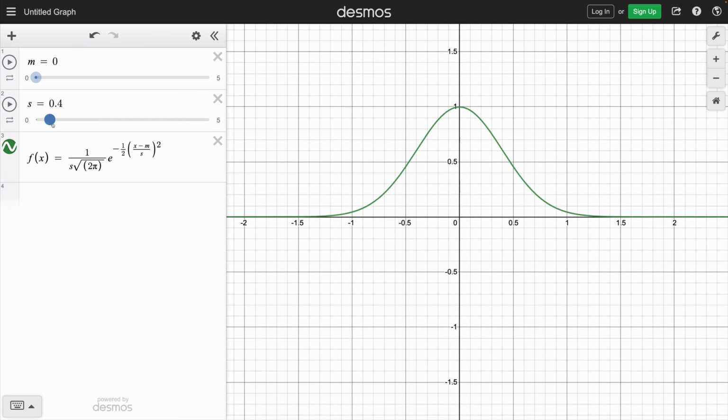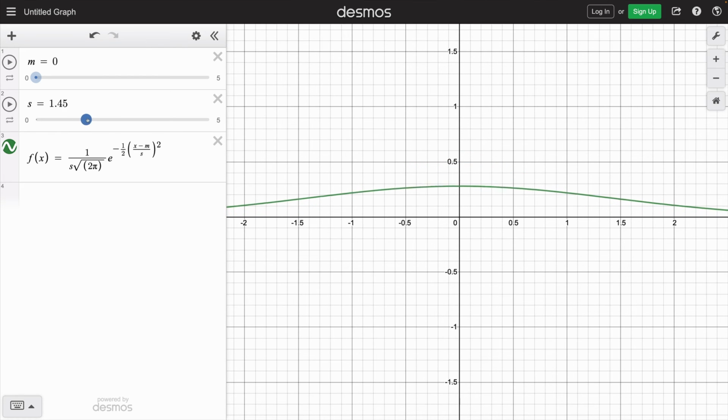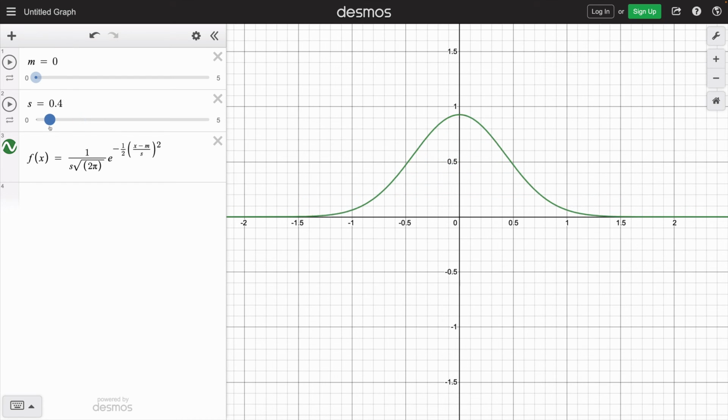Let's keep that at zero and play with the standard deviation. If I move the standard deviation, what you can see is the higher the standard deviation, the flatter the curve, and the lower the standard deviation, the taller and narrower the distribution gets. So if I put it on 0.4, it ends up at a perfectly unit, or a one-valued, peak.